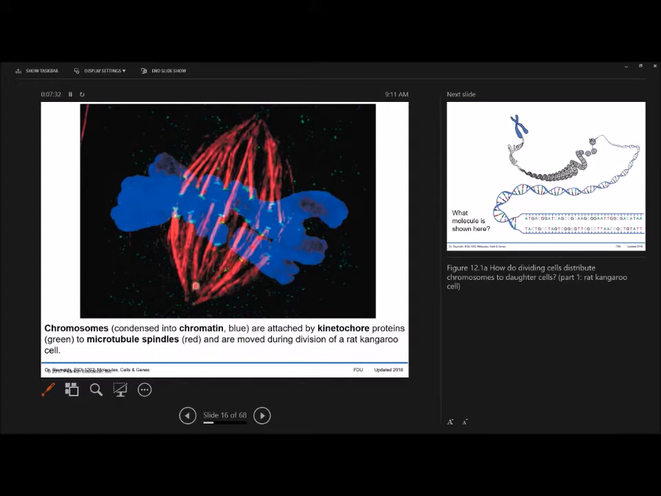The microtubule spindles are shown in red. They attach the kinetochores at the centromeres to the centrosomes. It's a lot of C and K words, right? A lot of very similar sounds. But you've got to be able to work on keeping these vocabulary words straight.